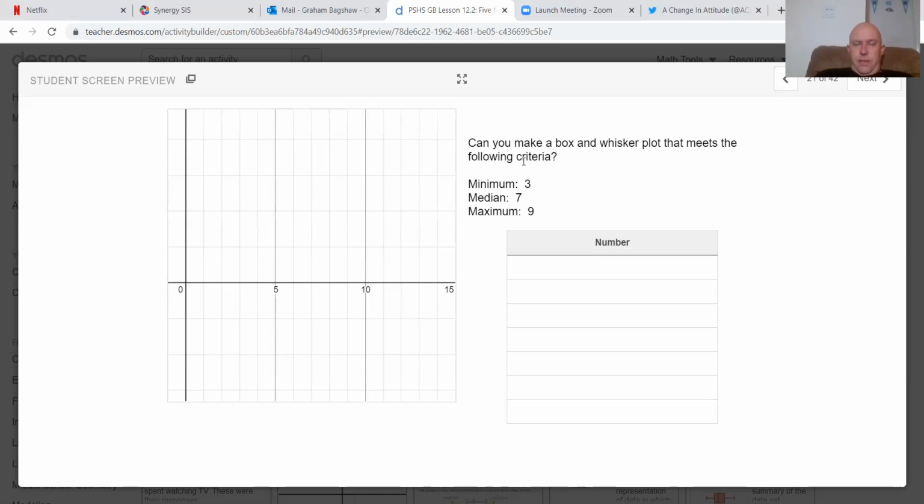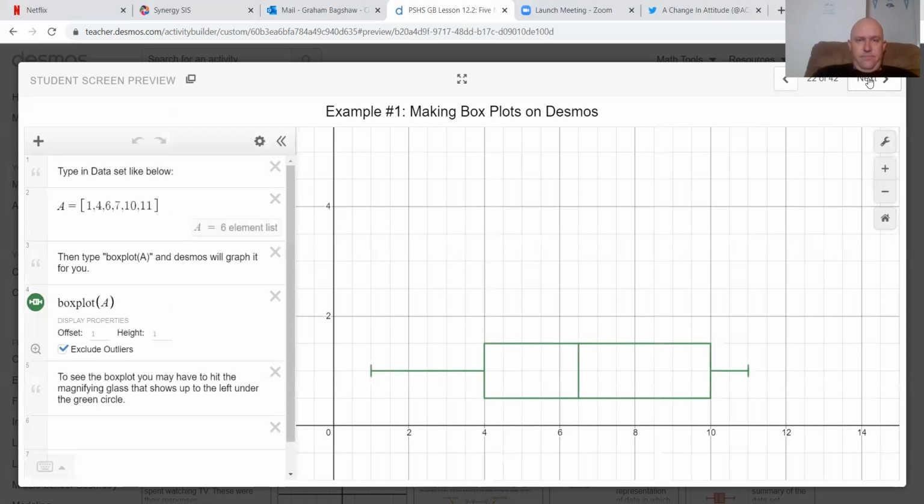Can you make a box and whisker plot that meets the following criteria, 3, 7, and 9? And you can try filling them in. Clearly, you would need a 3 and a 9 and all the numbers in between. Or those numbers have to be between that, otherwise this wouldn't work. And you might need numbers slightly closer to 9 if you want the middle number to be a 7 as well. Now, if you want to create your own box plot, then you can do this in Desmos as well.